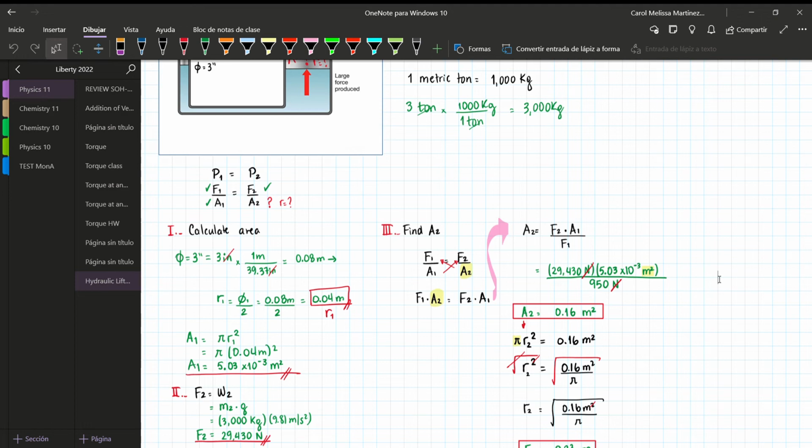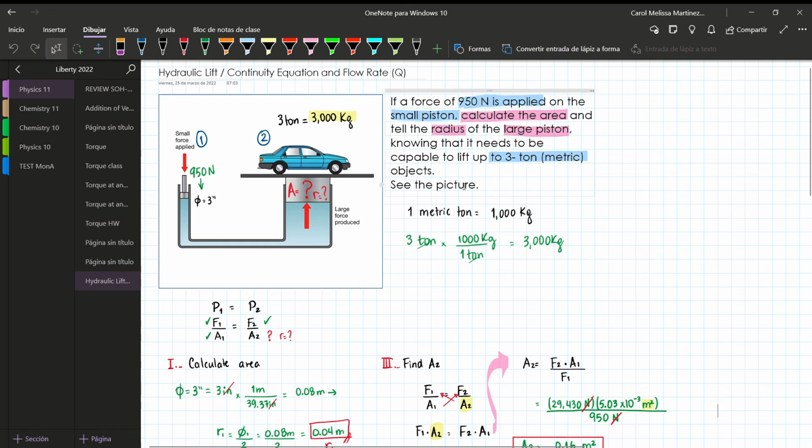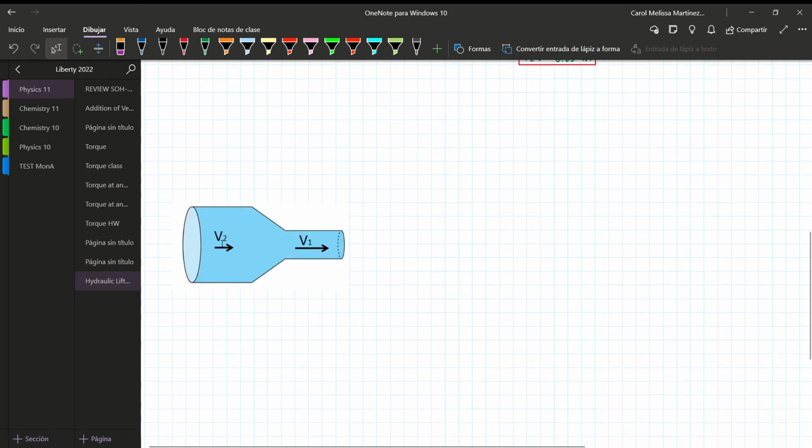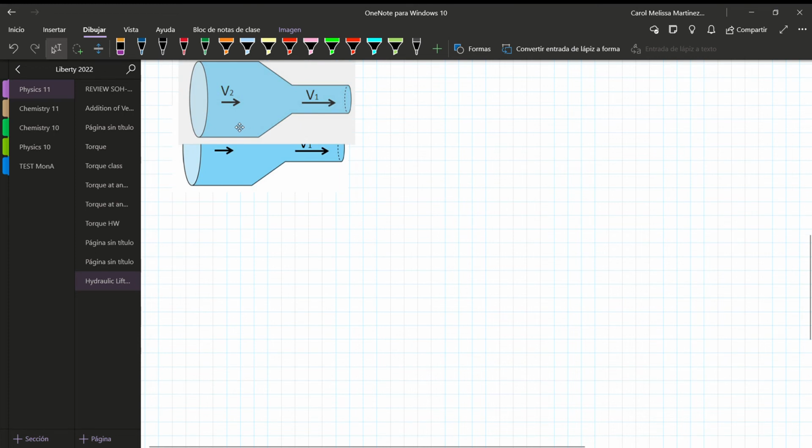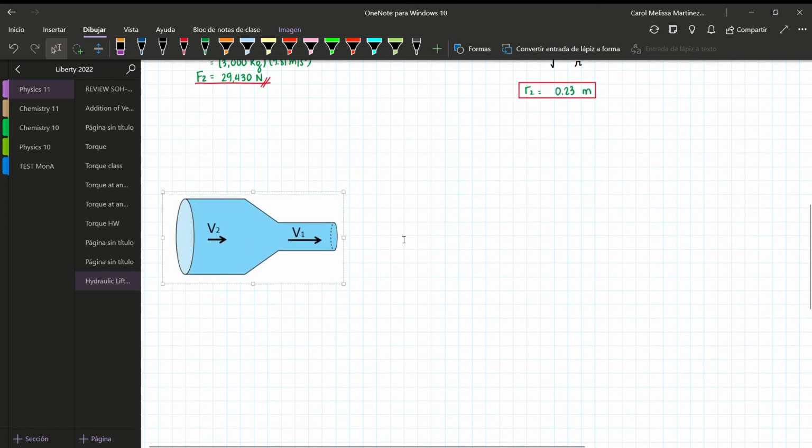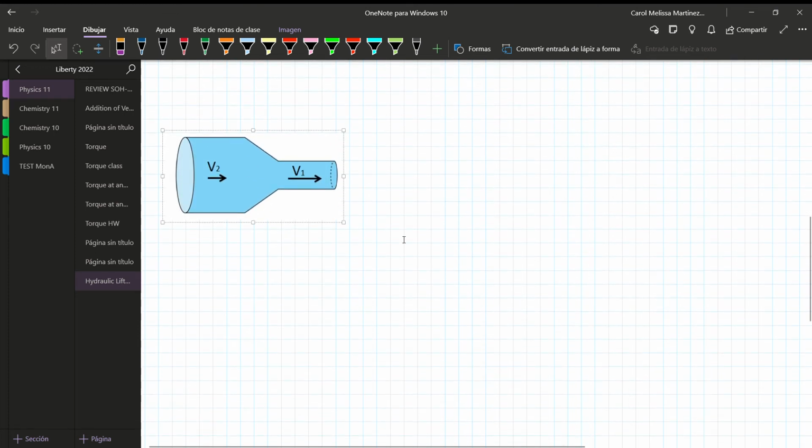But now, the other topic about fluids that we're going to be using is continuity equation. Now, I haven't given you the equation because it's very simple, but I just want to show you this. Okay, for continuity equation, we're going to need to know the formula. The formula is quite simple.